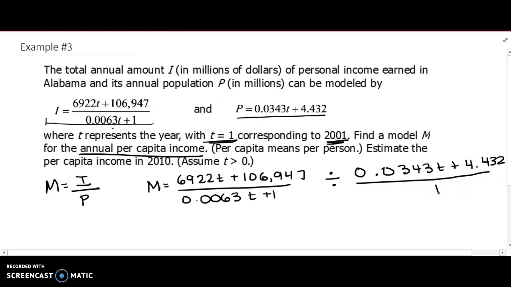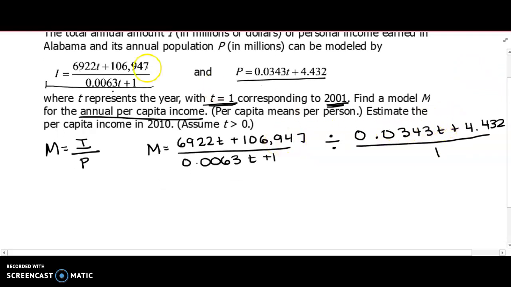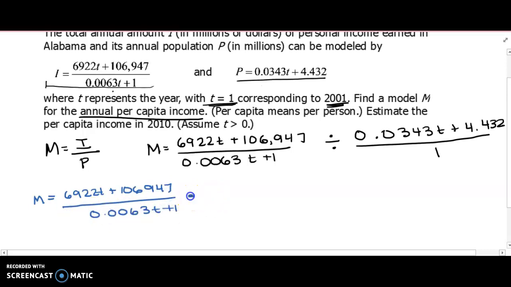Okay, now I'm not going to factor this. Stuff with something this big and then decimals, don't even try to factor, okay? All right, so when I divide by a fraction, this is the same thing as multiplying by its reciprocal. So 6922T plus 106,947 over 0.0063T plus 1 times, I'm going to flip this, 1 over 0.0343T plus 4.32.